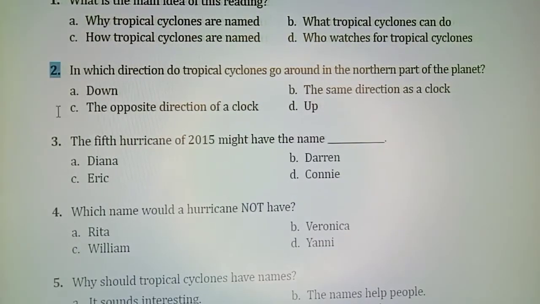That's right. You can read our passage again to emphasize this. Yes, the letter C is the best answer for number two, the opposite direction of a clock.